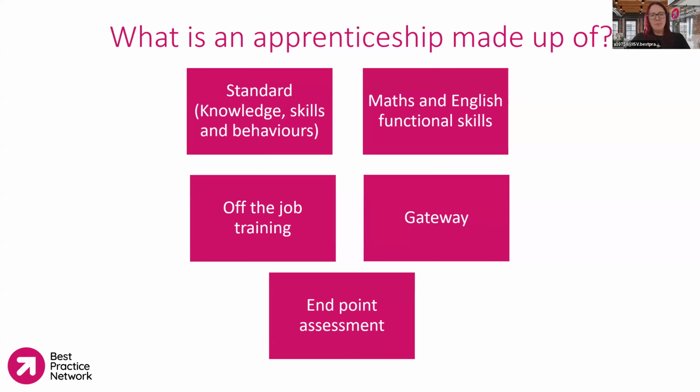When you've completed all elements of the programme, you will have a gateway meeting, which is a meeting with your employer and your apprenticeship tutor to confirm you are ready for your endpoint assessment. There's an endpoint assessment at the end of an apprenticeship programme, and this varies a bit for the two programmes we're looking at today, level 2 and level 3 early years.